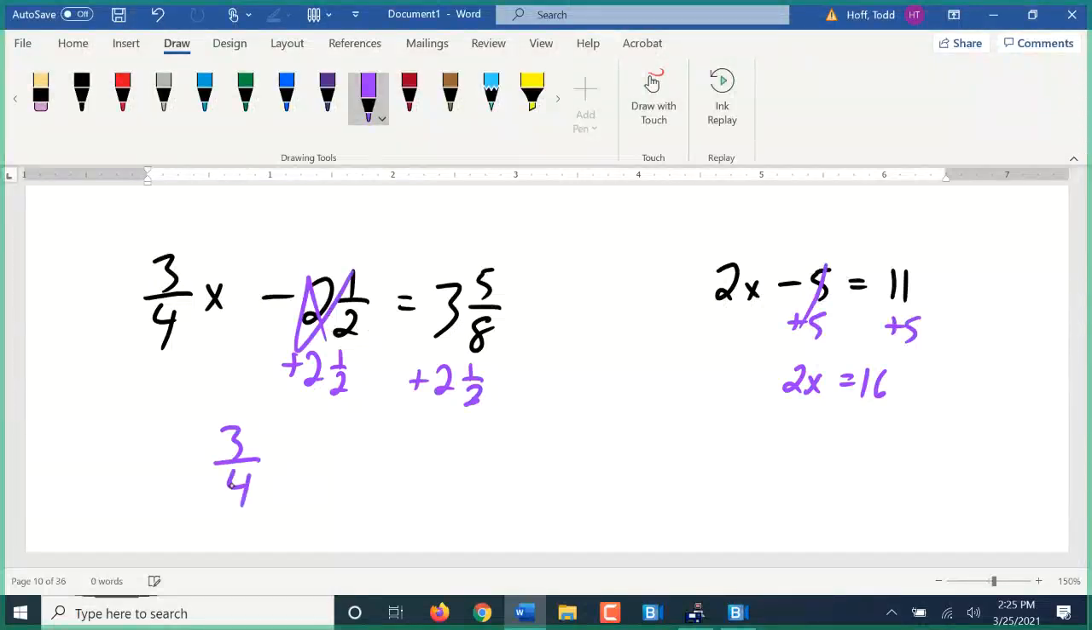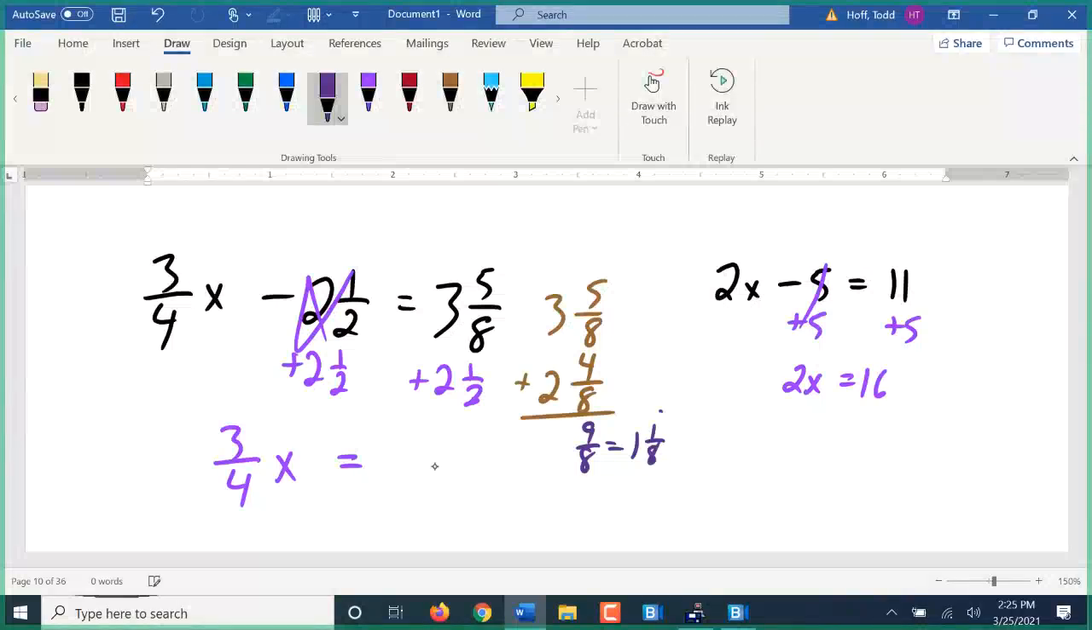I have 3/4 x is all that's left on the left side. On the right side, I have to do the work with the fractions. I have to add 3 5/8 plus 2 1/2. Well, the 3 5/8 I'm going to leave the same. 2 1/2, I'm going to make that 2 4/8. 5/8 plus 4/8 is 9/8, which is 1 1/8. So I'll keep the 1/8, carry the 1. 1, 3, and 2 is 6. That's 6 1/8. Right now I have 3/4 x equals 6 1/8.